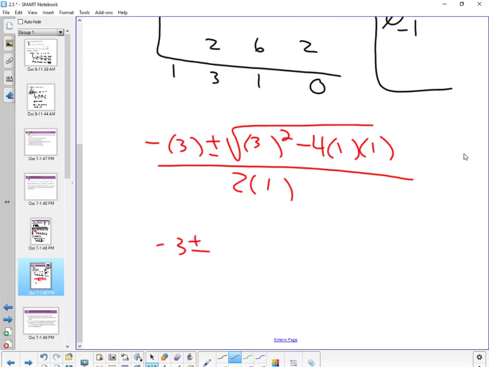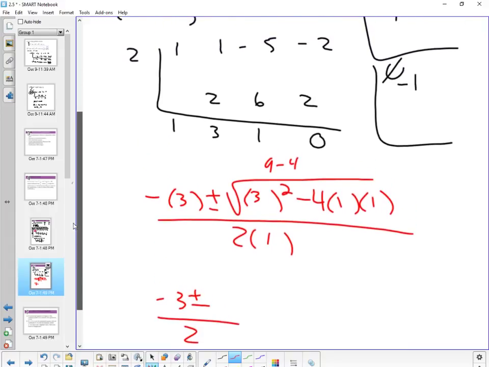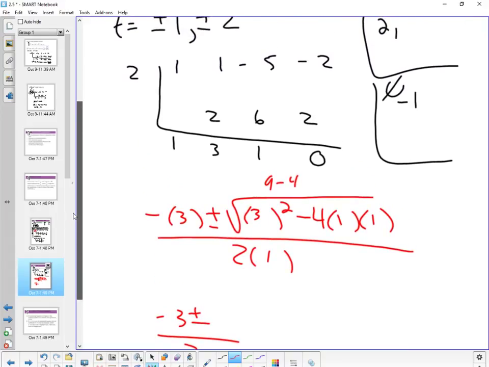Okay. Negative 3 plus or minus something over 2. We've got 9 minus 4, so that's, whoa, that's not imaginary. Whoa. You spoiled it, dude. It'd be the square root of 5. Is that even valid?